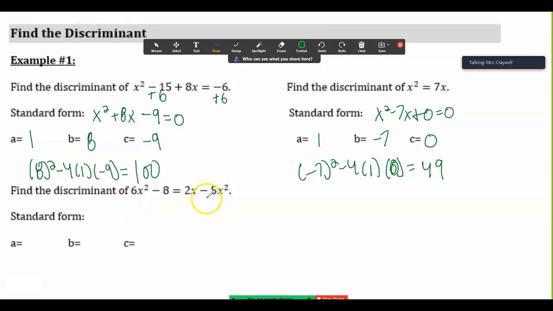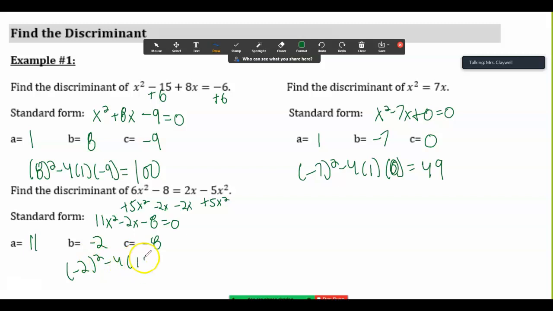I need to get everything on one side, so I'm going to add 5x squared to both sides. Minus 2x. I end up with 11x squared minus 2x minus 8 equals 0. So I have 11, negative 2, and negative 8. So b squared minus 4 times a times c.